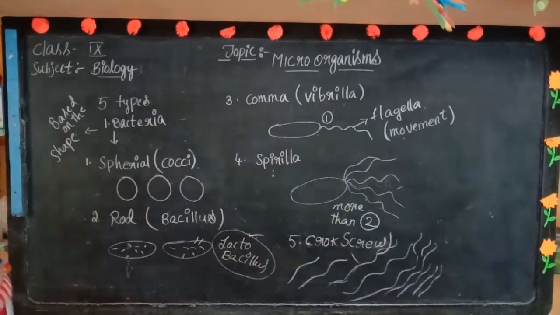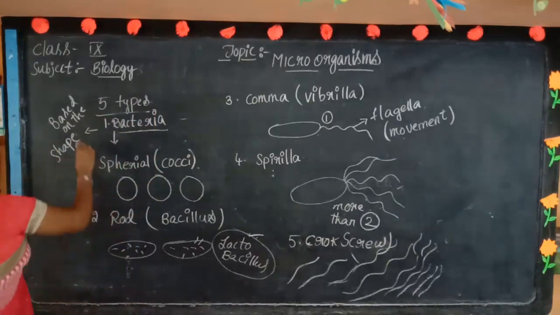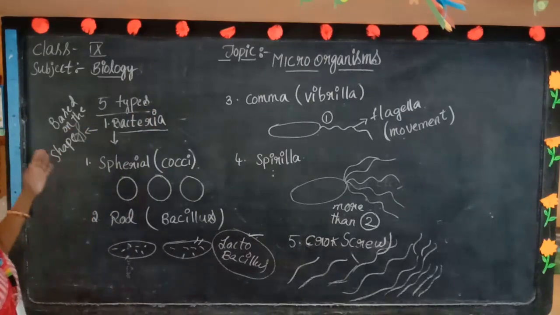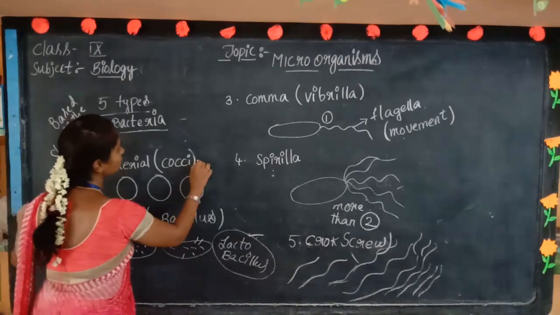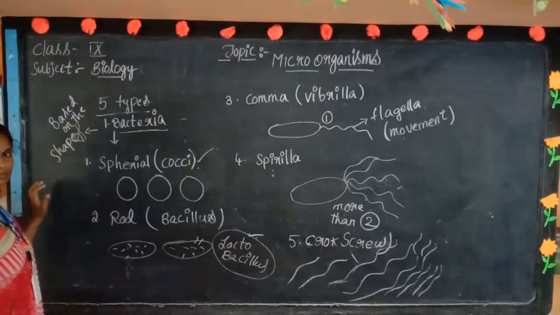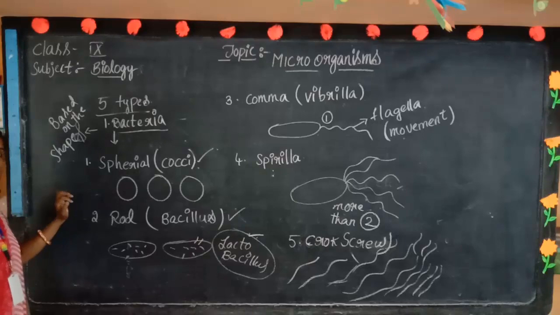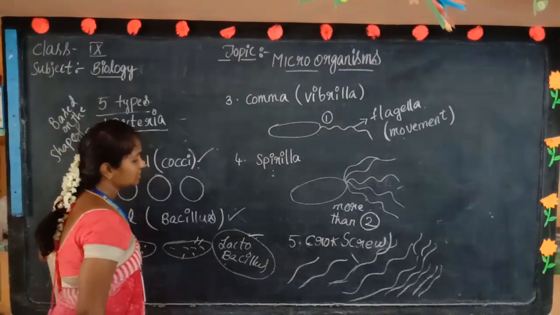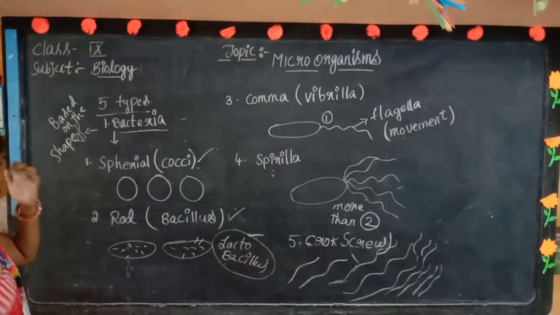These are the different shapes of the bacteria, and there are 5 types based on the shapes. Based on the shapes of the bacteria only, we divided them into 5 types. First one is spherical. That shape we may call cocci. And the second one is rod shaped. Rod shaped bacteria we may call bacillus. And the best example of bacillus is lactobacillus. This lactobacillus performs the best in the fermentation process.